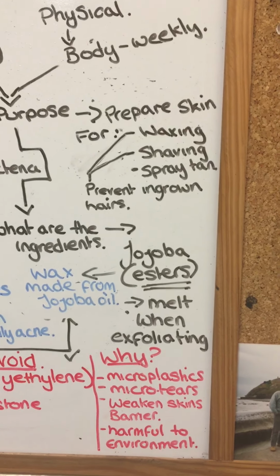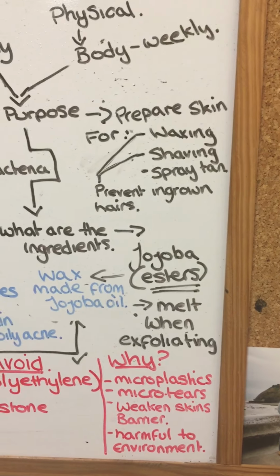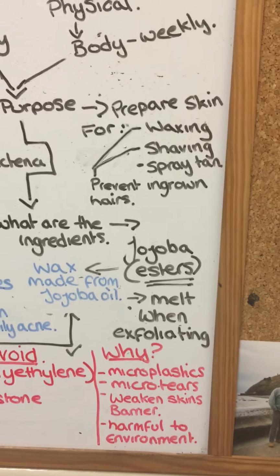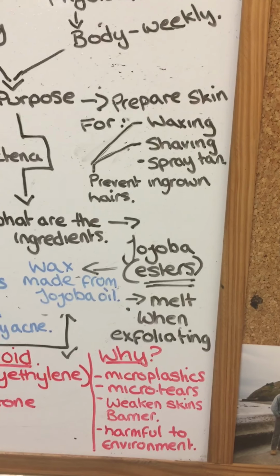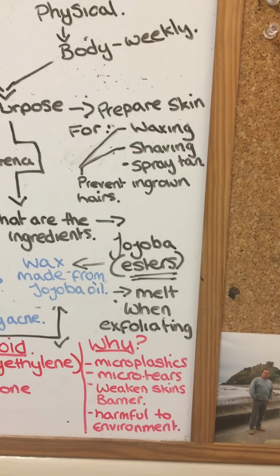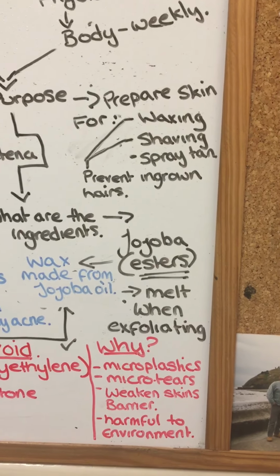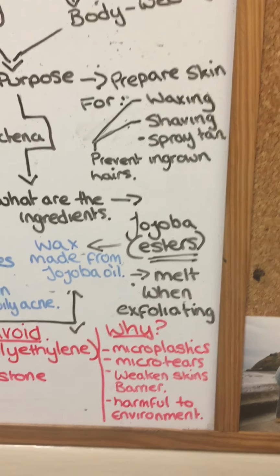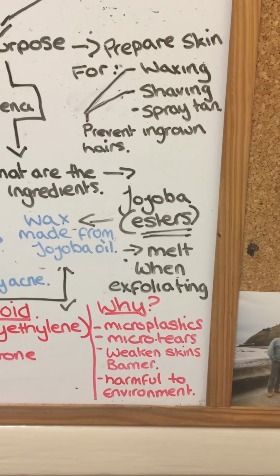So if you've got any dry flaky patches just before a spray tan, you would exfoliate with a physical exfoliator, so then you don't have patches when you come to have a spray tan. And it also helps remove a spray tan so you're not left with patches again. So what are the ingredients? These are the ones that you need to look out for.